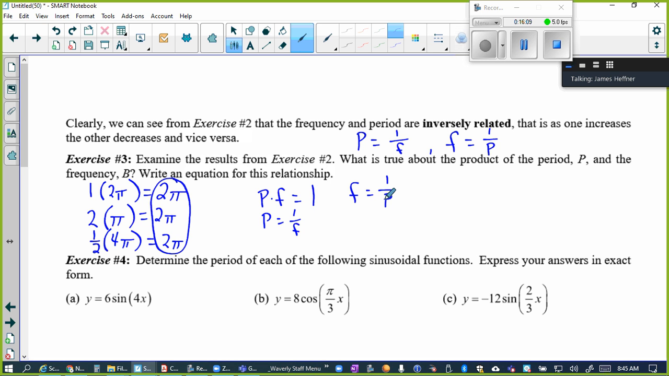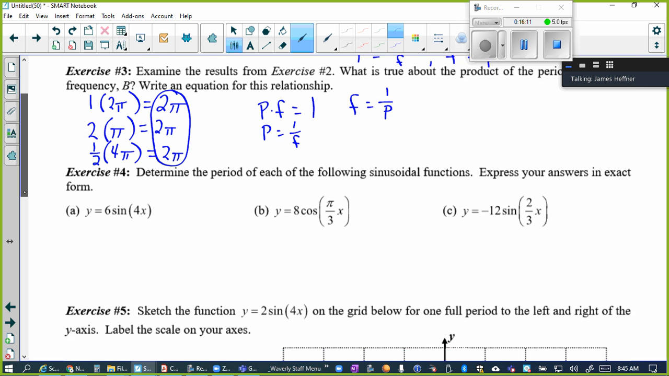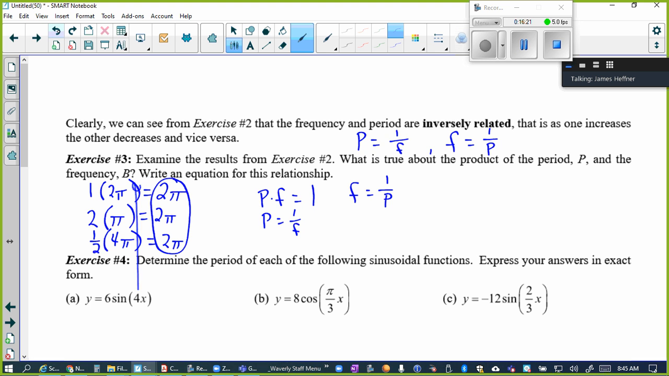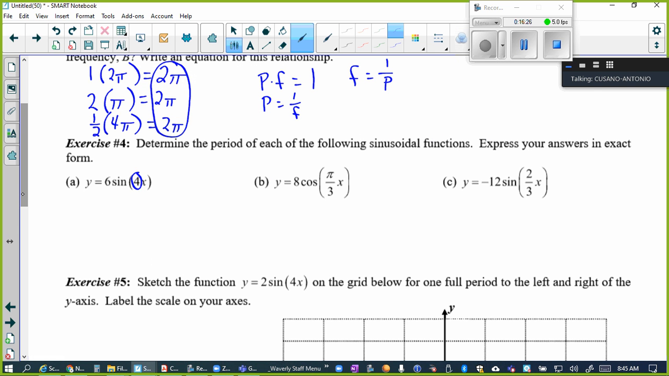Let's look at some examples, see if we catch this here. Determine the period of each of these. So we need the frequency, right? So let's take y equals 6 sine of 4x. What's the frequency here? Frequency is 4. So the frequency is 4, right? Which means the period is 1 over 4. So the period is just a fourth. You following me? And what's a fourth of 2 pi?